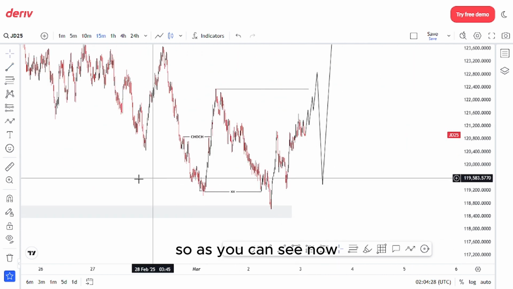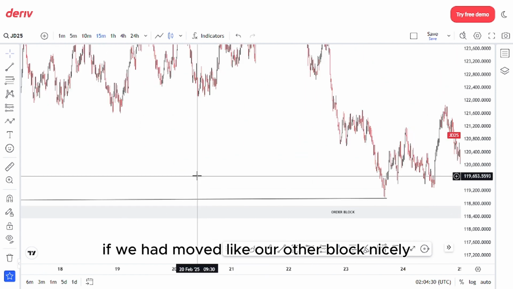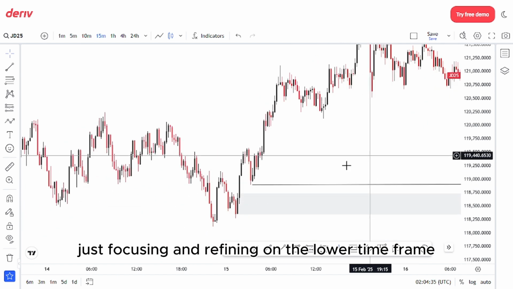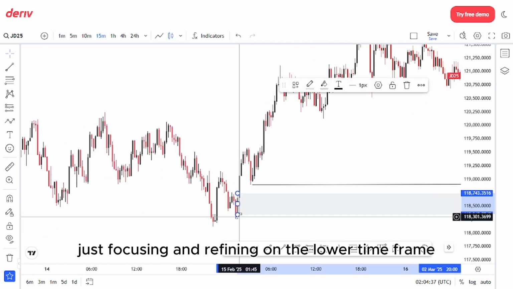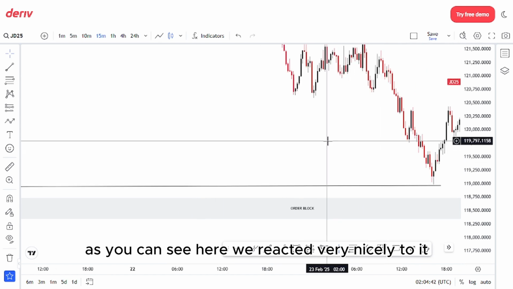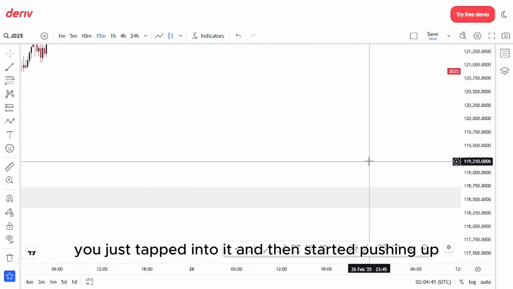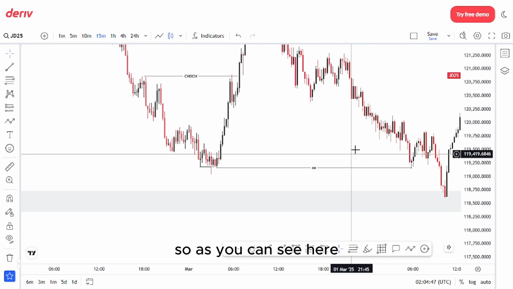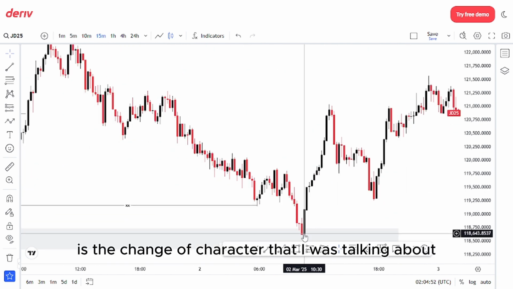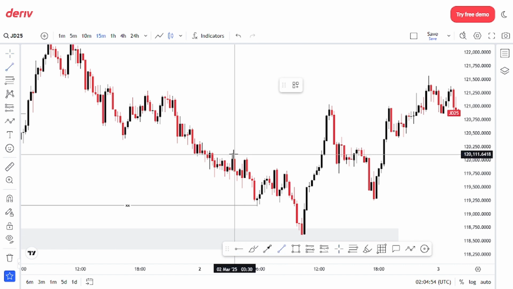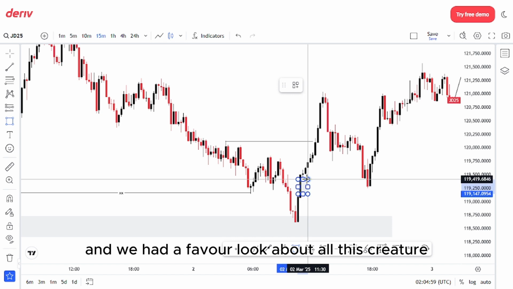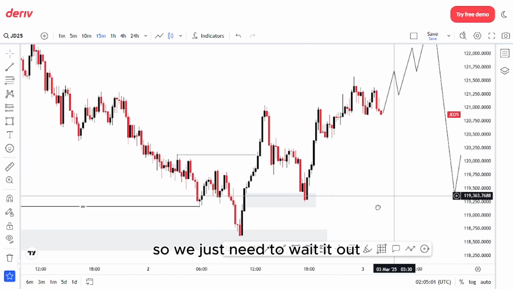As you can see now, if we had moved our order block nicely, not using the higher time frame, just focusing and refining on the lower time frame, this would be a nice trade. We reacted very nicely to it. We just tapped into it and then started pushing up, of which this is the change of character that I was talking about yesterday. Change of character, then we had a fair value gap around this point here. So we just need to wait it out.